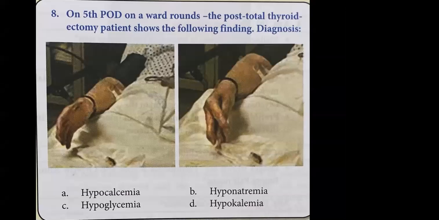And what do you mean by Chvostek sign? Someone in the chat box has typed Chvostek sign. What do you mean by that? Chvostek sign is when you tap on the nerve trunk, there is twitching of the facial muscles on tapping over the facial nerve trunk. Very good. So these two you should remember as postoperative complications due to hypocalcemia. One is carpopedal spasm and the other is Chvostek sign.